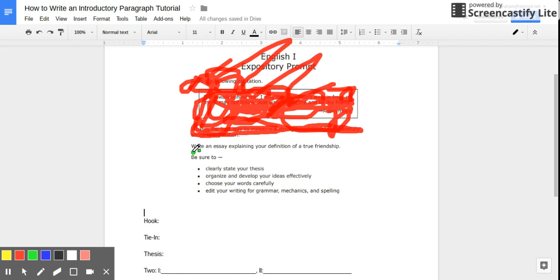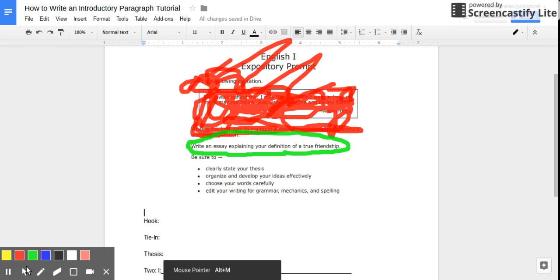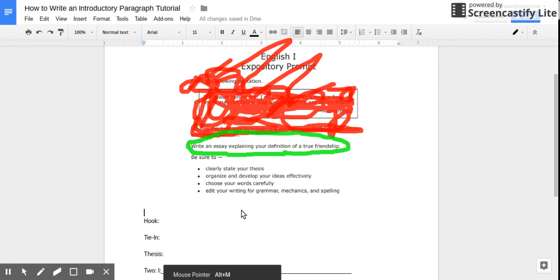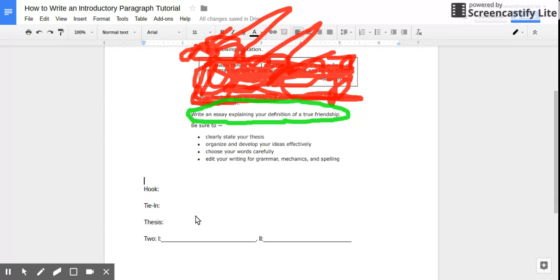Okay? The next thing you're going to do is I'm going to change my pen color here, is you're going to focus in right where it says the word right. The reason why we're going to focus in here is this is actually where your expository essay begins. This is your thesis. So when we look at this, we see that it wants us to write an essay explaining your definition of a true friendship. Great. So all we do is we take this sentence right here and we turn it into a thesis statement.